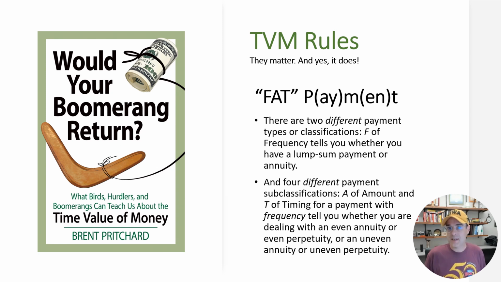And this sums it up because we've not only talked about the 2 different payment types or classifications, but also the 4 different subclassifications. Frequency, or the F of the acronym FAT, tells you whether you are dealing with a lump sum payment or an annuity. A and T, which stand for amount and timing, tell you whether you're dealing with an even or uneven annuity or perpetuity.